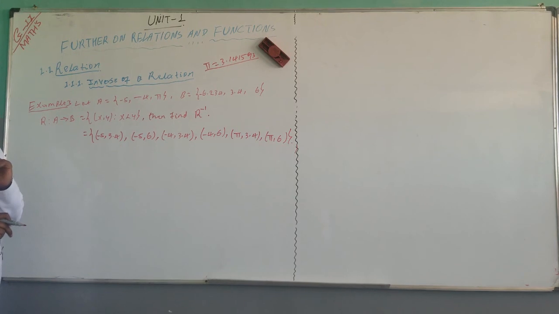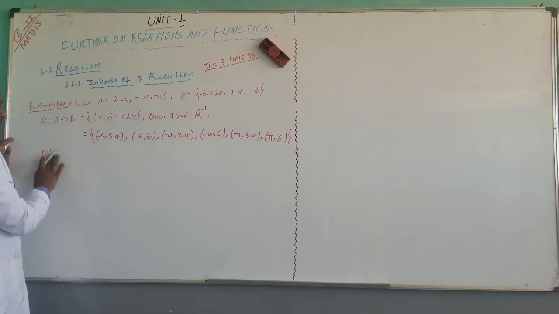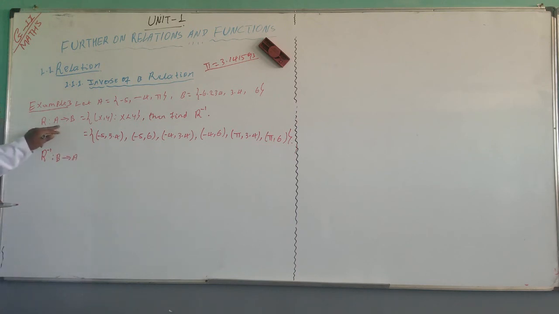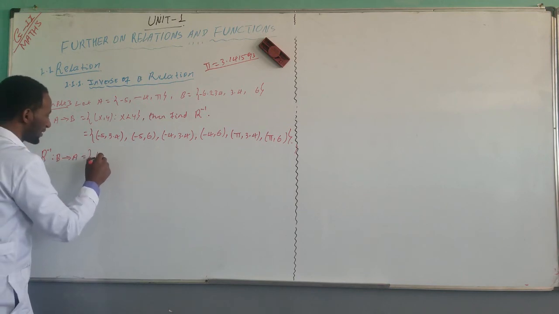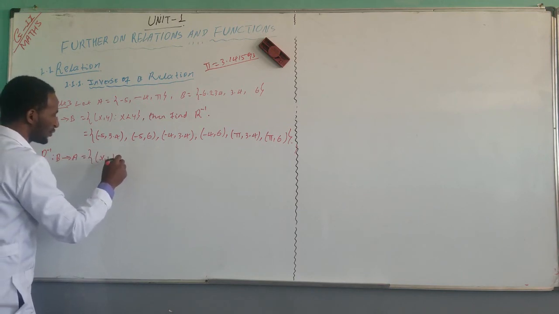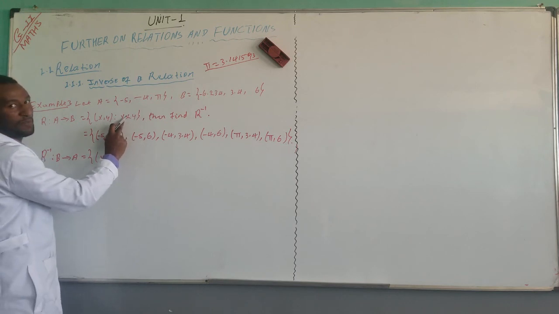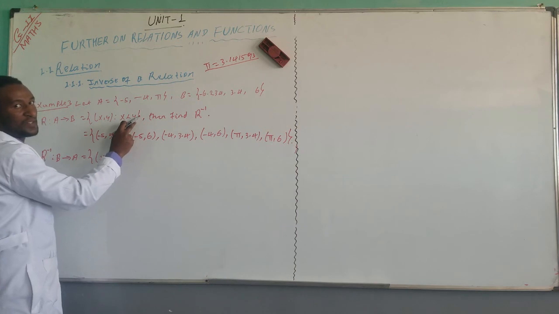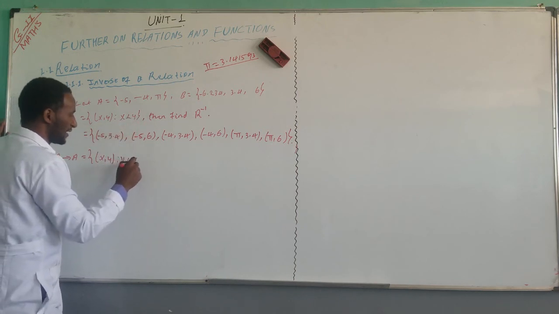When we find R inverse, R inverse is a relation from B to A because our R is from A to B, which is equal to {(x, y)} such that we exchange the first entry and second entry in the rule given in R: y is less than x.